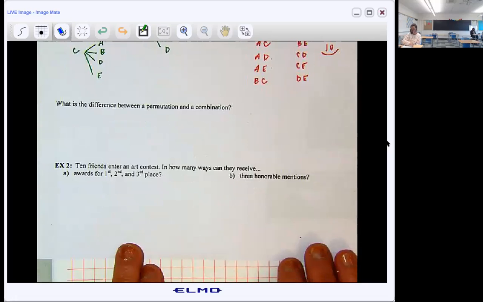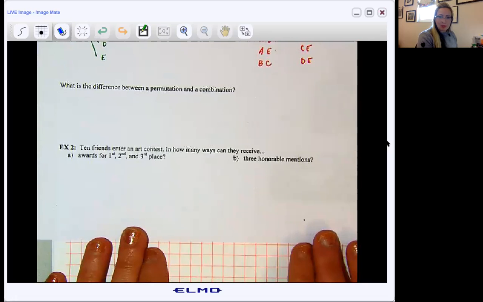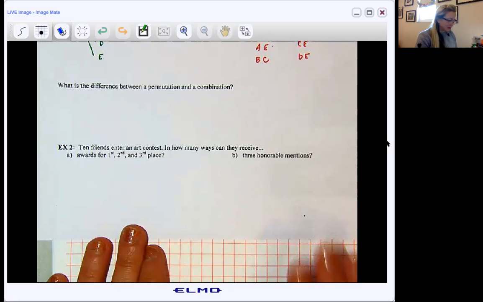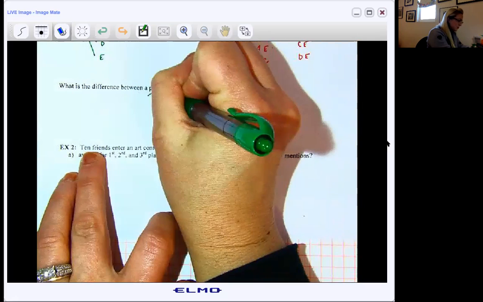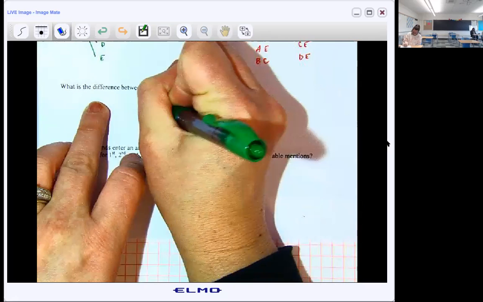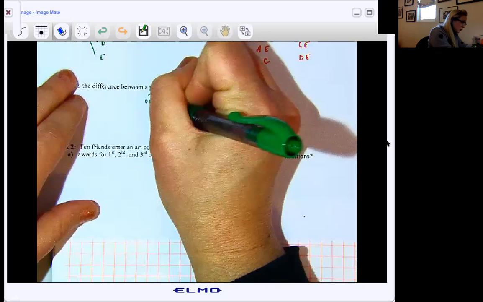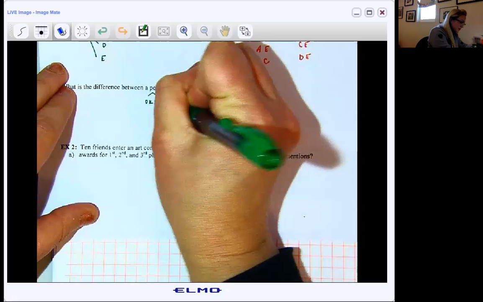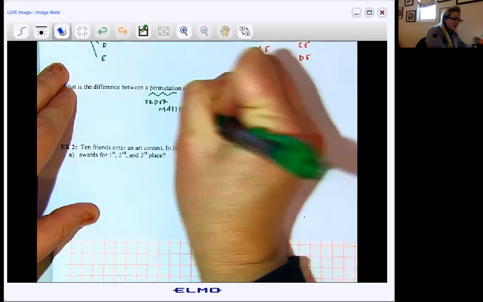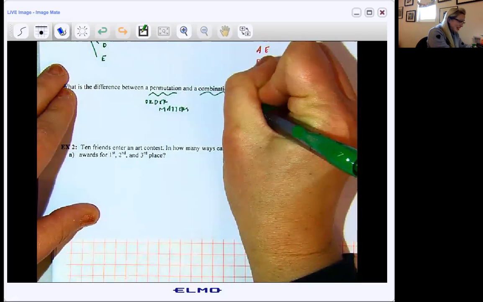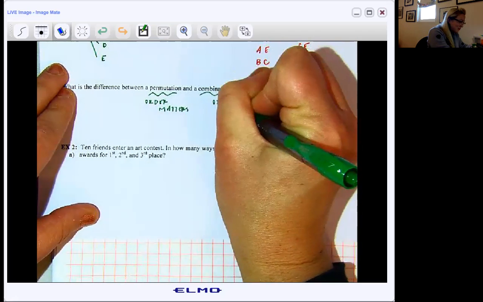All right, so what is the difference between a permutation and a combination? So permutation, we know that order matters. Order matters. And for a combination, it does not. Order does not matter.